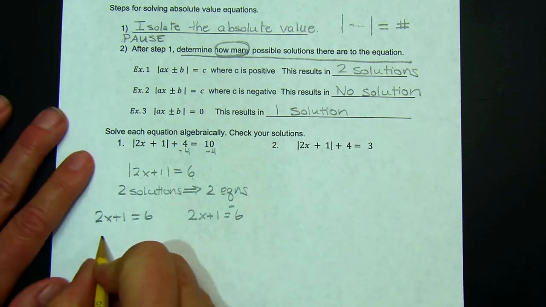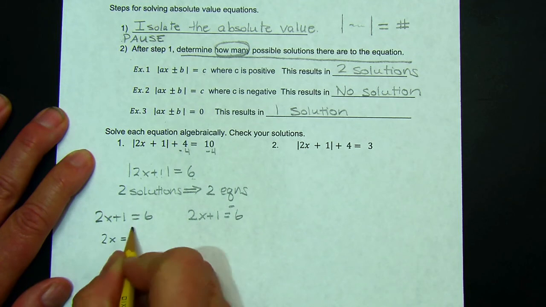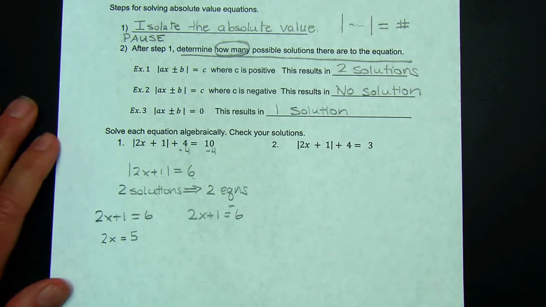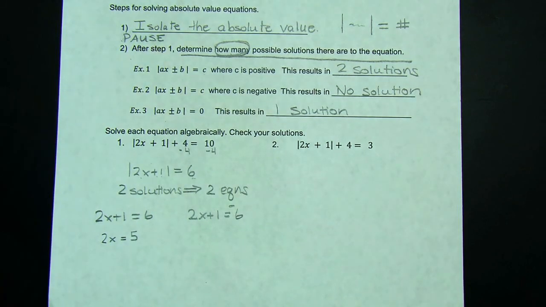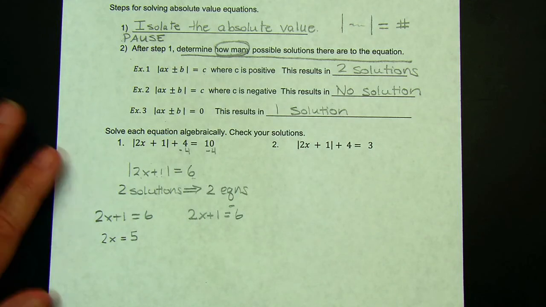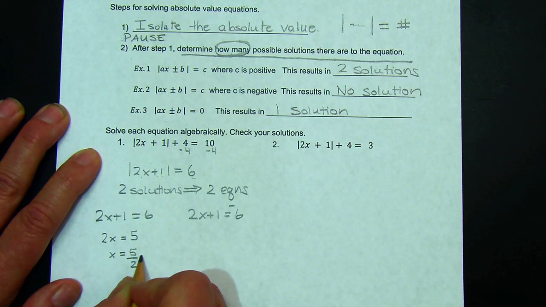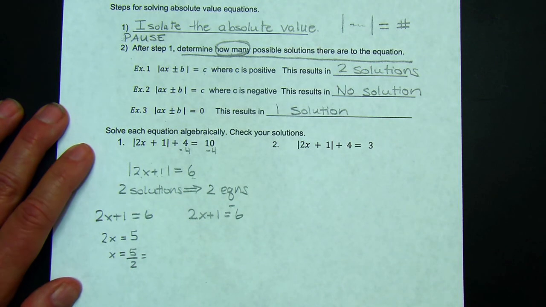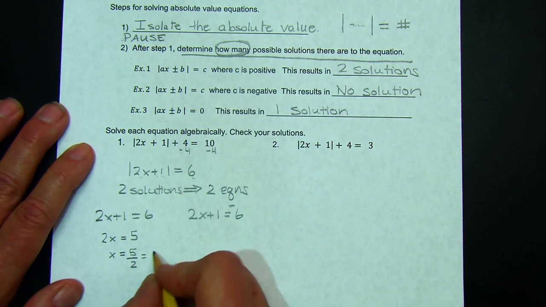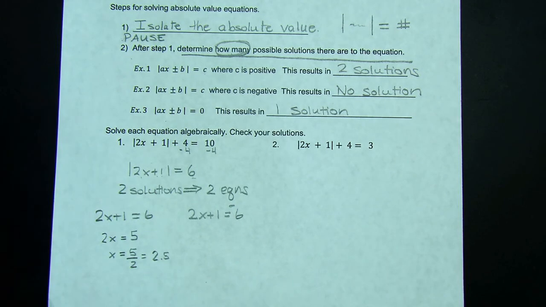So this is super easy to solve. Subtract 1 from both sides. Then divide both sides by 2. So one of my solutions is 5/2. You can leave it like 5/2, or you can write it as 2.5. Can I write it as 2 1/2? No, no mixed numbers. That's elementary school.